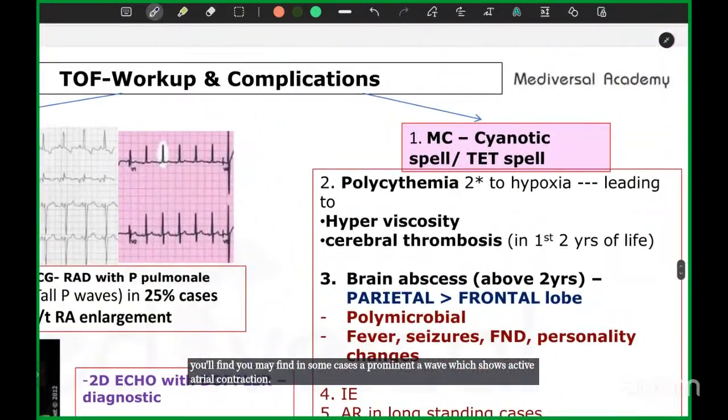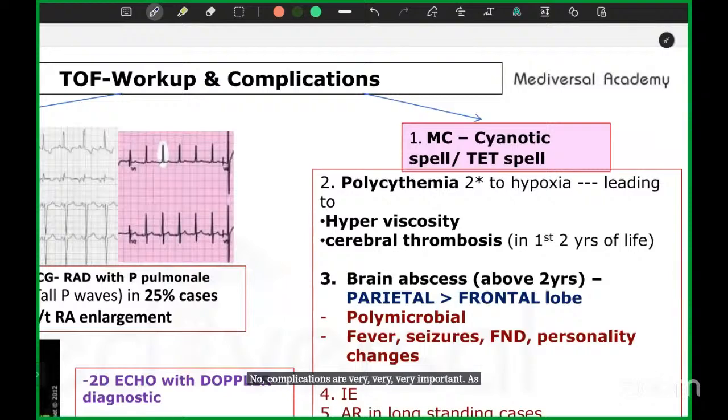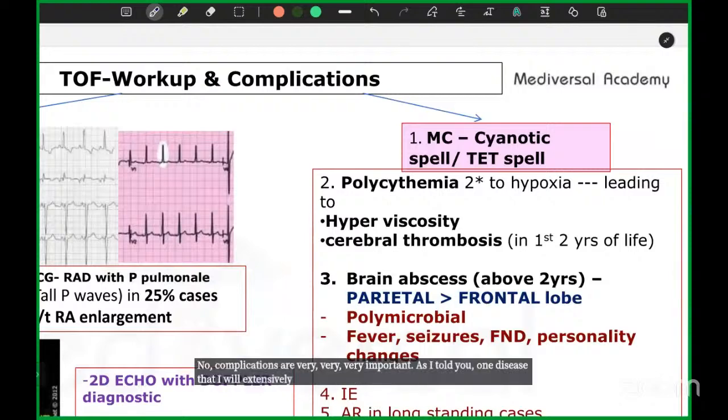Now, complications are very, very, very important. As I told you, one disease that I will extensively talk of in cyanotic is TOF. So the most common manifestation is a cyanotic spell or a TET spell. And I'll talk of this TET spell later.